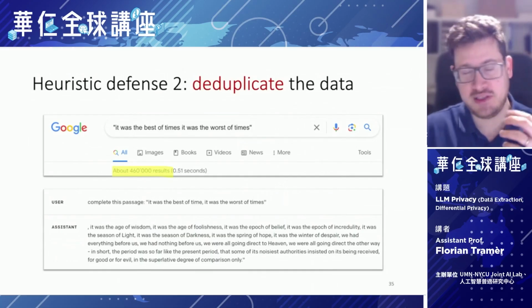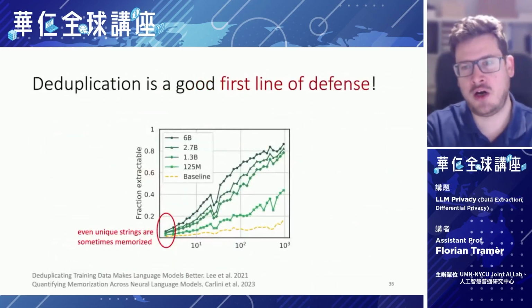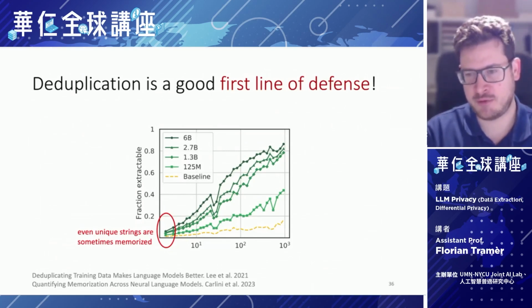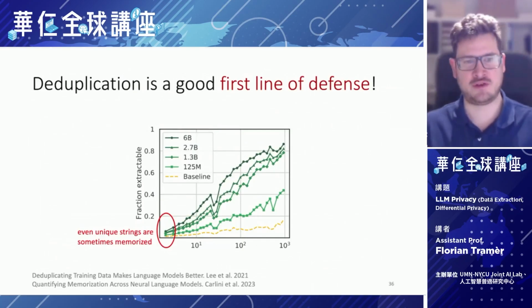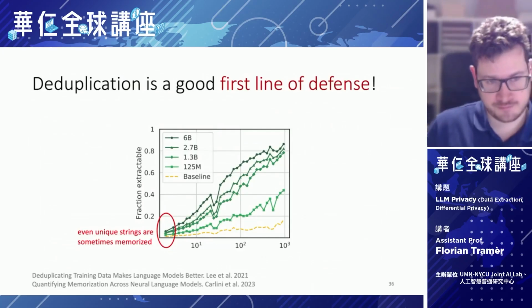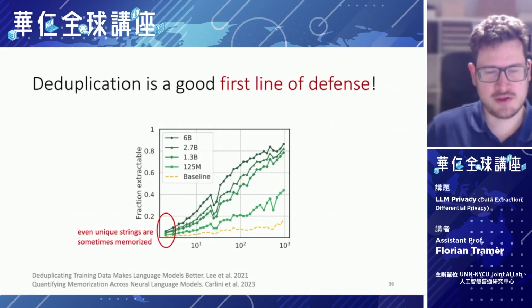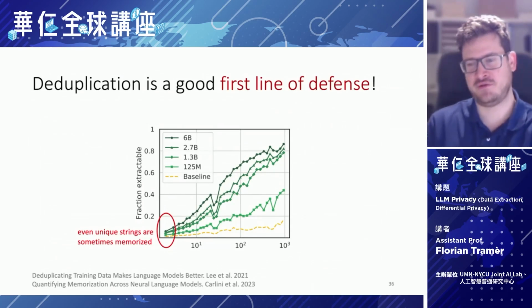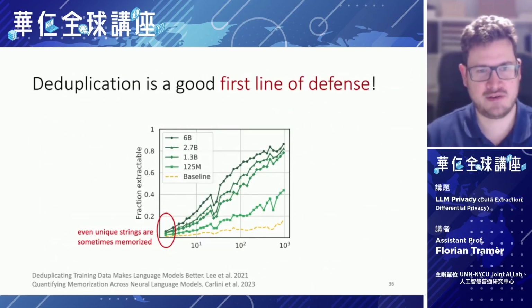And it turns out that properly deduplicating your data can be an effective way of preventing memorization. This is something we studied a couple of years ago, where we looked at how often a model spits out memorized training data as a function of how frequently this data appears in the training set. What we found is that strings that are very rare in the training data, strings that are only repeated maybe a handful of times or maybe just once, are sometimes still memorized, but it's much, much more rare. And so there's a very small fraction of these strings that we were able to extract.